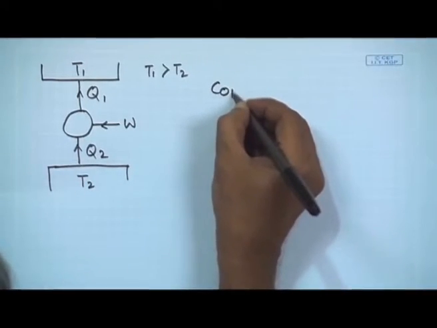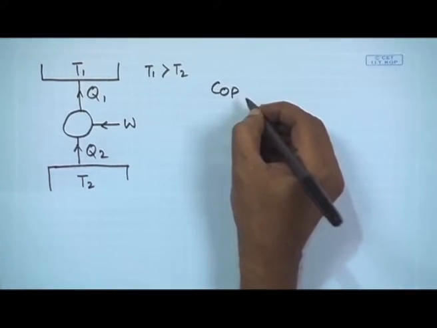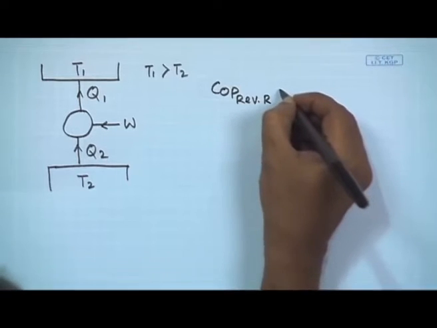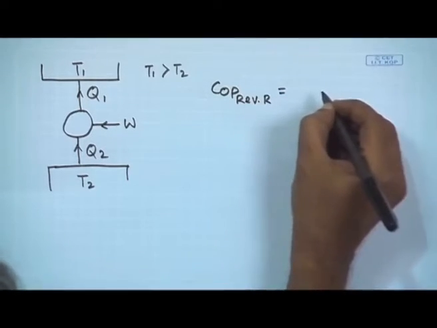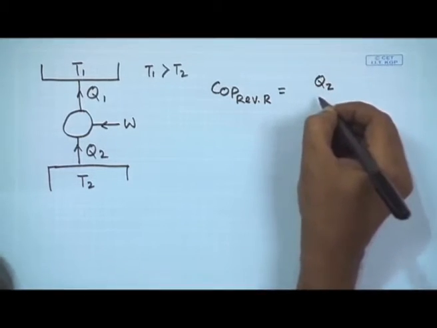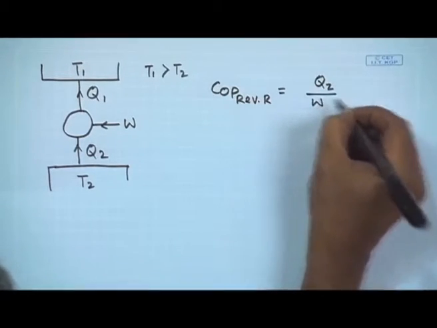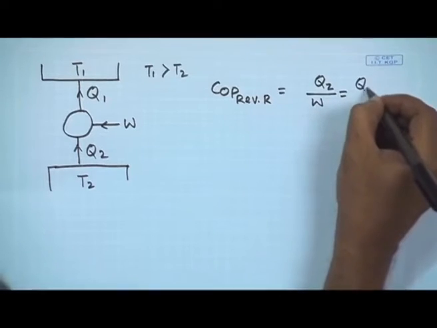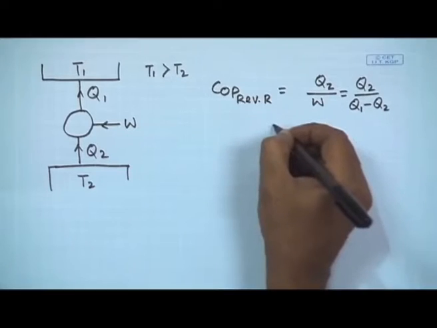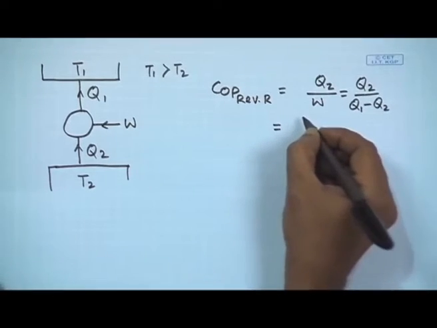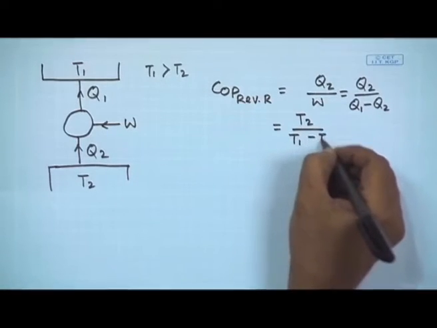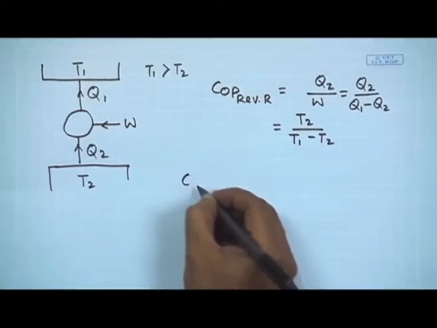So, the COP of a reversible refrigerator will be Q2 by W, that is equal to Q2 by Q1 minus Q2, and as it is reversible, we can write it as T2 by T1 minus T2.